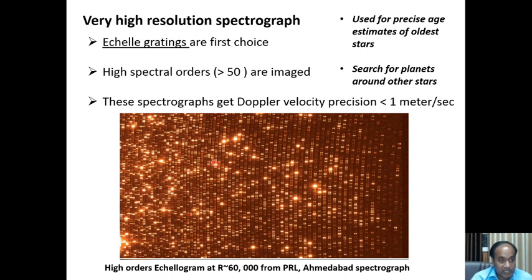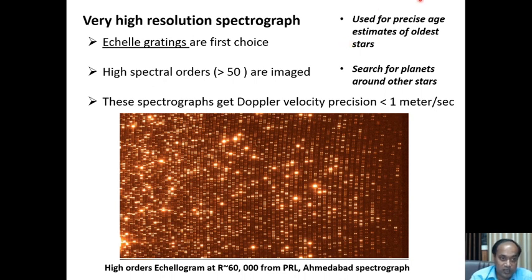What are the bright spots here? These correspond to very specific lines of interest, and these lines can sometimes provide Doppler velocity precision of less than a meter per second, and that's what is required. What I'm showing here is a spectrogram taken from another spectrograph built in India at PRL, the Physical Research Laboratory in Ahmedabad. This precision is required for applications such as getting a precise age estimate of the oldest stars, because all stars have very fine structure, lots of lines, and you want to resolve them and get the line intensities.